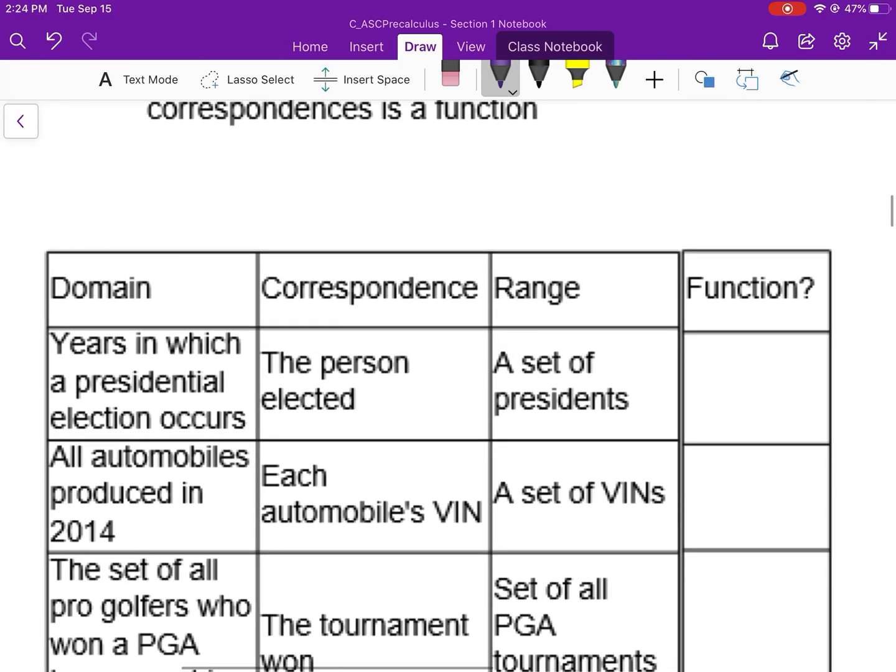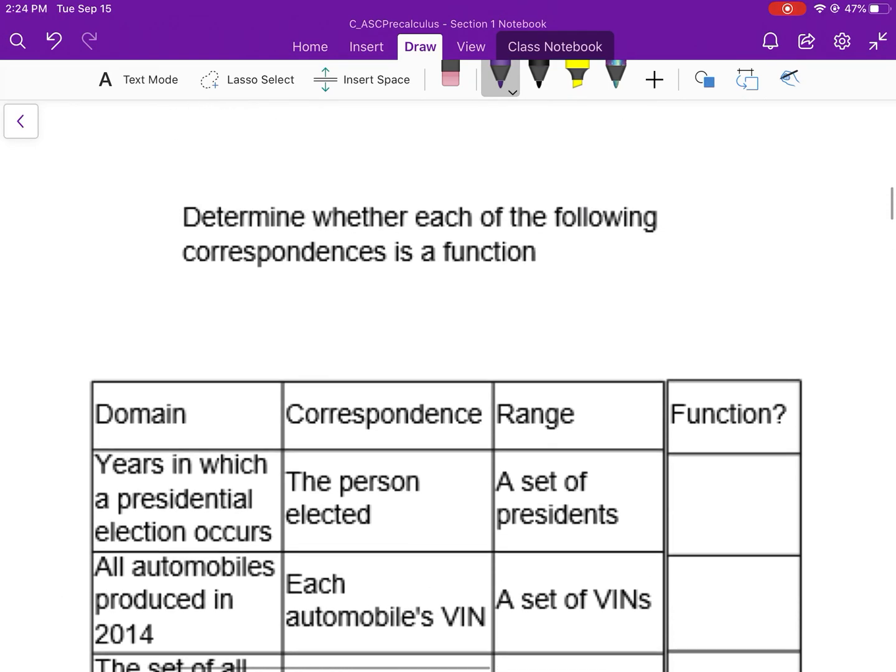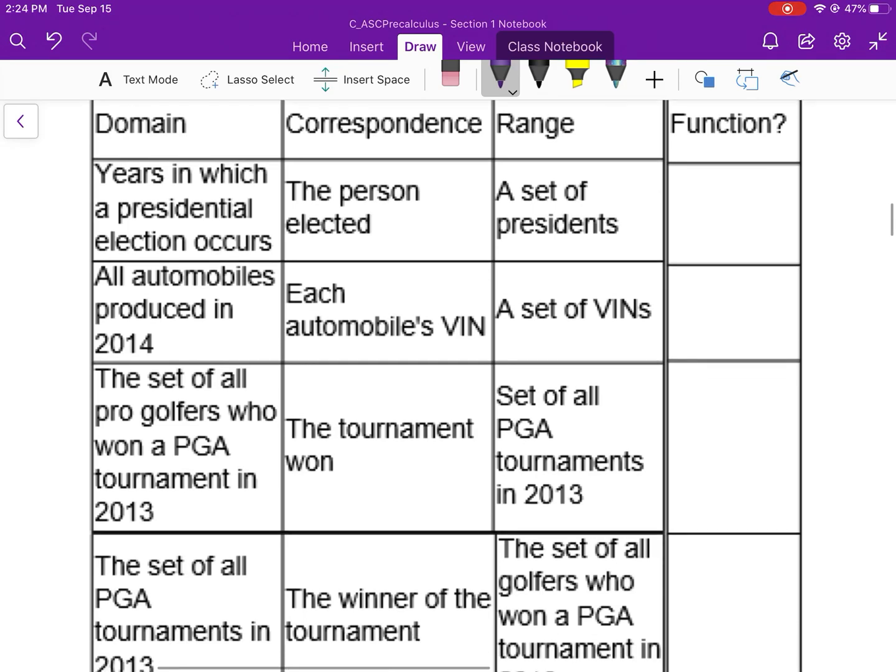All right, so now we look at this table and see if we can decide if it's a function or not. So years in which a presidential election occurs, so like this year would be 2020, 2024, and then the set of presidents. So ask yourself, in 1 year, can there be more than one president elected? And you're like, no. So this is a function because I can't have more than one president.